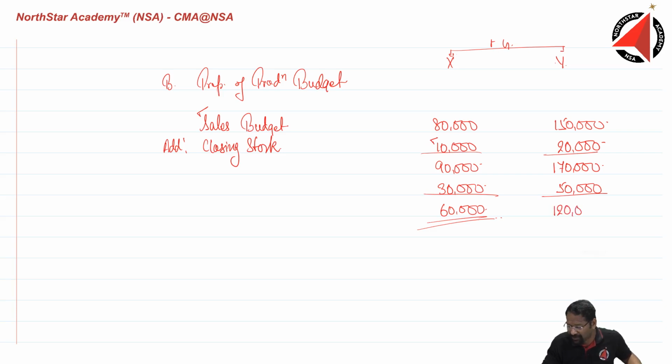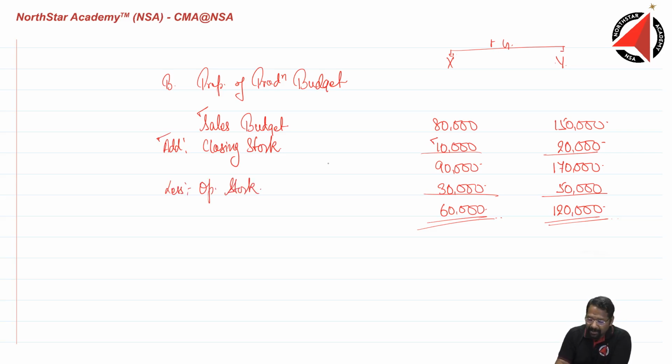I want everyone to participate in the comment section. I want an answer from each one of you. So we should produce 120,000. All of you understood this. Now let's look at the formula. So sales add closing stock less opening stock.